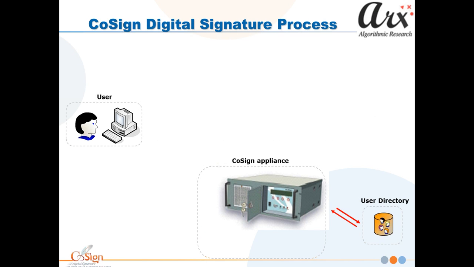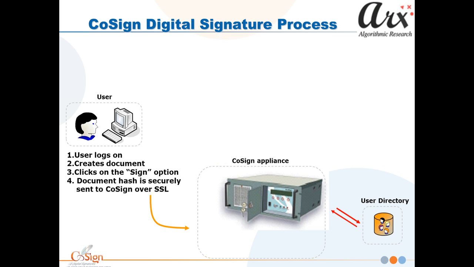So let's go through what happens in a typical digital signature process. Here we have our user who's going to log on and create a document. Next, the user is going to click on the sign option, depending on the document format, and the document hash is taken by the CoSign client and securely sent to CoSign over an SSL connection.